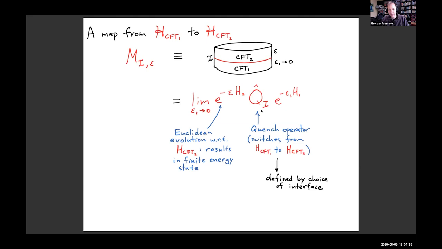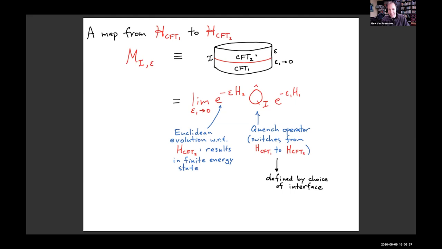If I do that quench, it's like I'm jumping directly from a state of CFT1 and now I've just changed the Hamiltonian. So it's like this sudden approximation in quantum mechanics. But in quantum field theory, this is kind of ill-defined. And we would expect that after I perform this quench, I get some infinite energy state of CFT2, because maybe the UV structure is still that of a finite energy CFT1 state. But that UV structure is different than we would need for a finite energy state of CFT2.